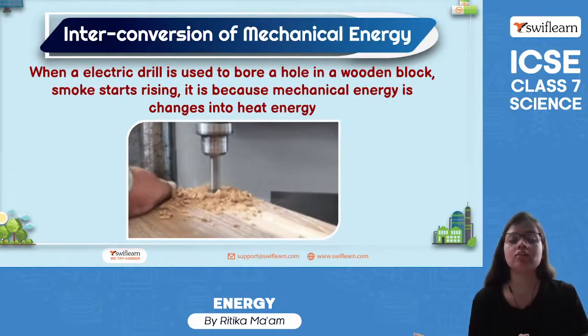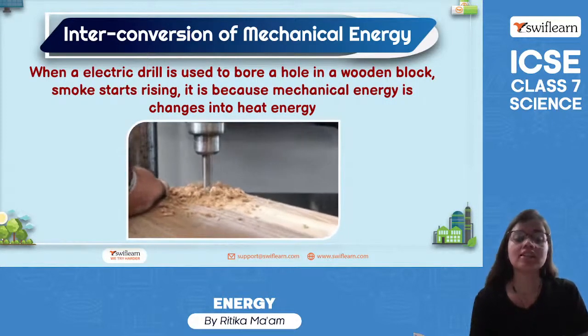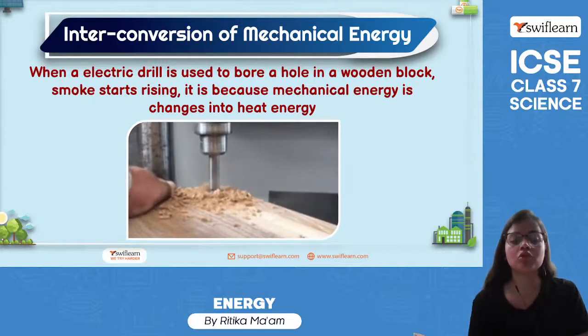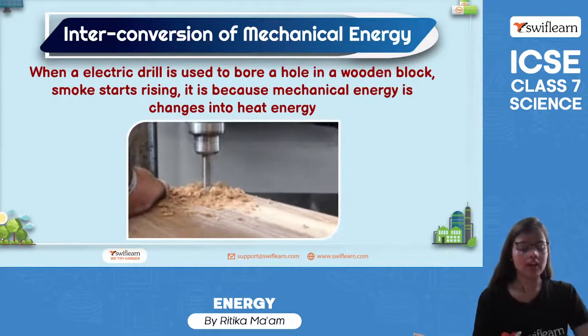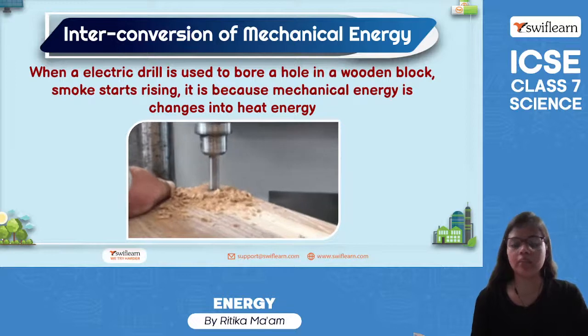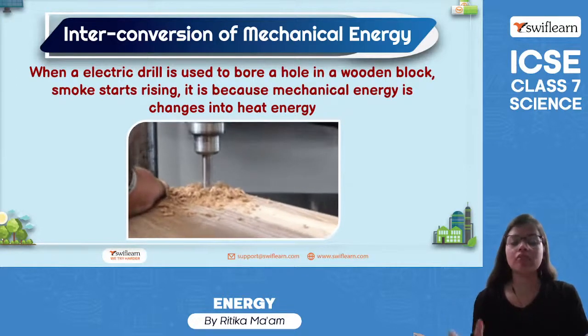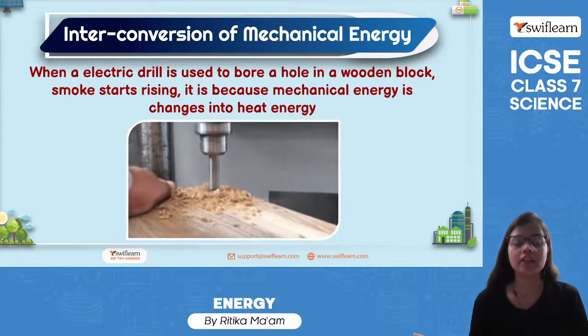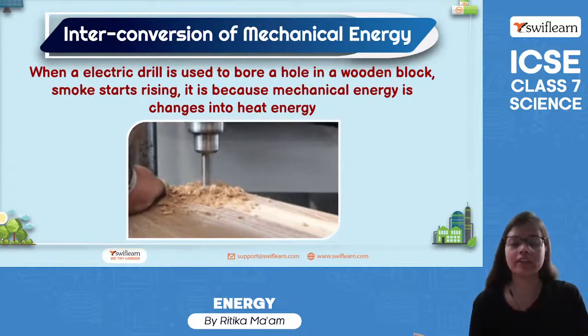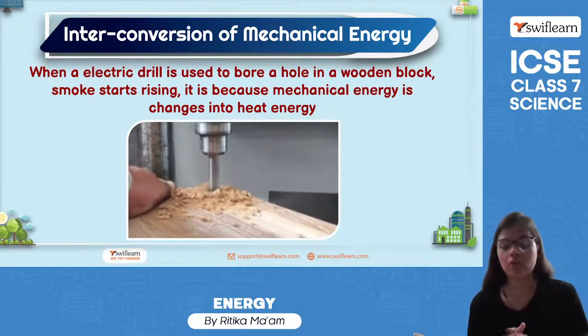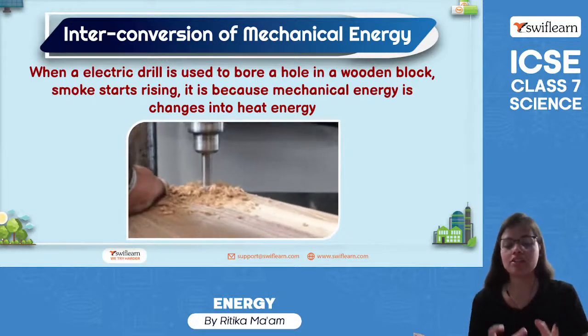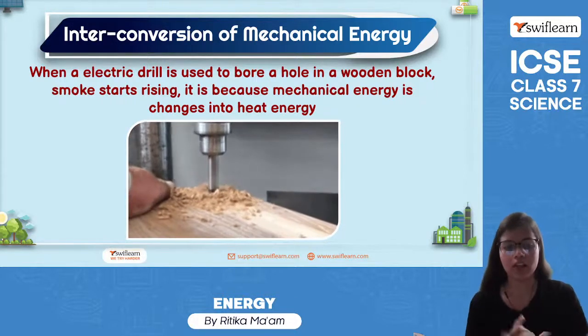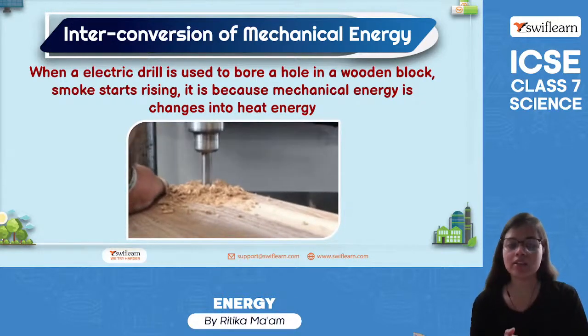Interconversion of energy means changing the energy from one form to another form. Let us take a very simple example. Let's say we have a wooden block, and we need to make a hole in that wooden block. Here the energy will be changing from one form to another. Now let us see how this happens.